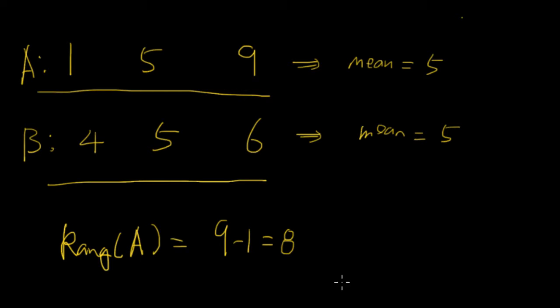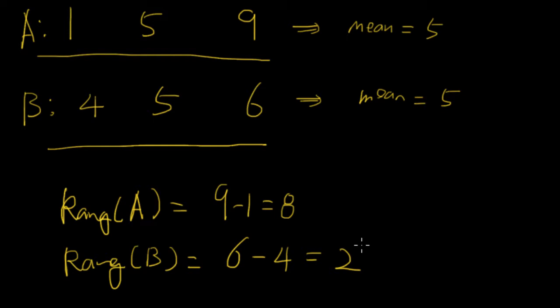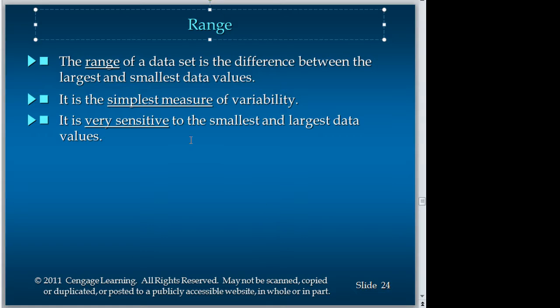And let me push this a little bit up. Range for B is what? 6 minus 4, which is 2. Hey, we just solved that problem, right? We just solved the problem of describing whether these data sets are highly concentrated or highly spread out, just using the range. How simple is that? Largest number minus smallest number. We are done.